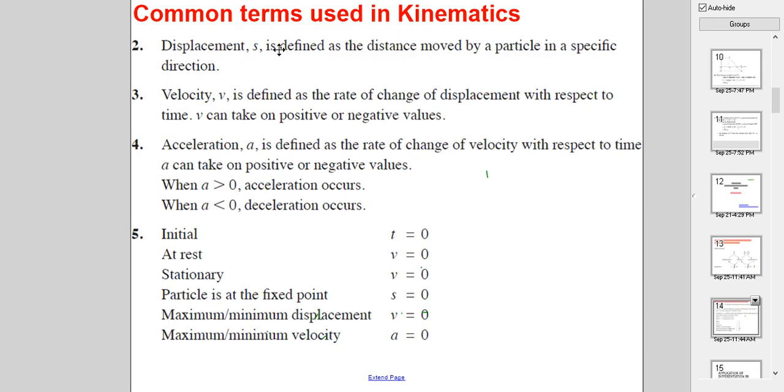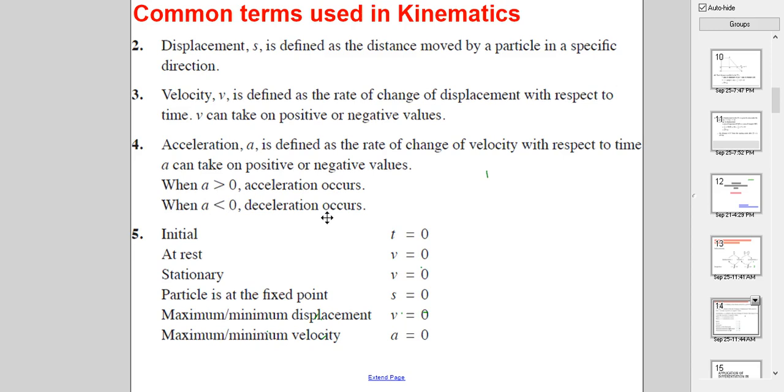We need to understand a few common terms which are used in kinematics. Displacement is defined as the distance moved by the particle in a specific direction, so from the initial point to the final point. Velocity v is defined as the rate of change of displacement. We have seen that. a greater than 0 means acceleration is happening. a less than 0, if it is negative, means deceleration is occurring.